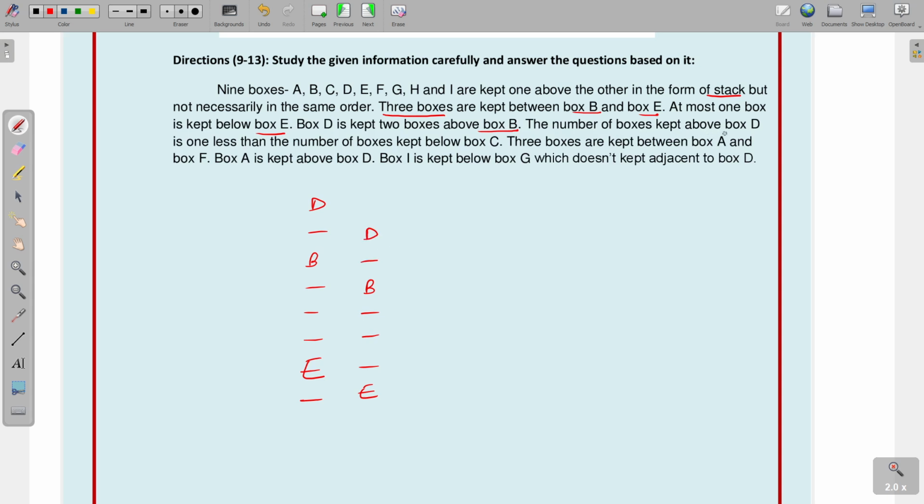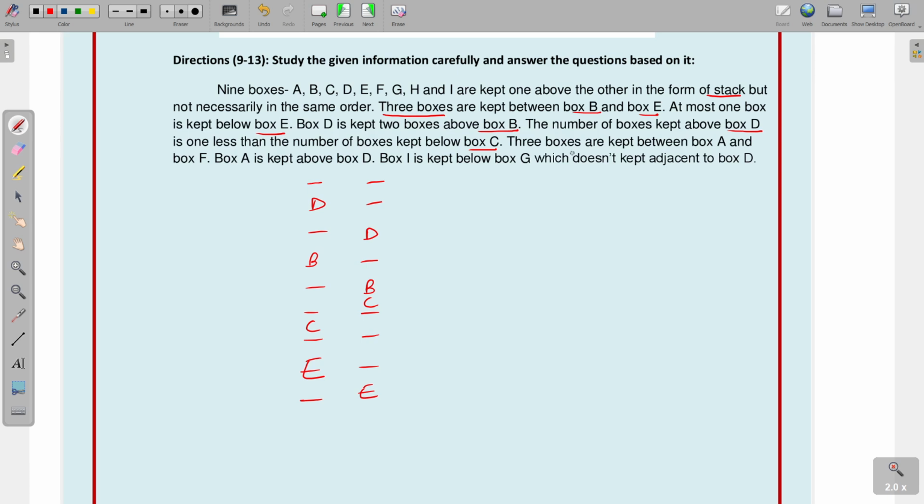The number of boxes kept above D is 1 less than the number of boxes below C. If we place 1 box above D, then 1, 2, 3, 4, 5, 6, 7, 8, 9 boxes are coming. So what is the condition here? The number of boxes kept above D is 1 less than the number of boxes below C. So, 1 less than that means below C there are 2 boxes. Here 2 boxes are placed, and here C is placed.